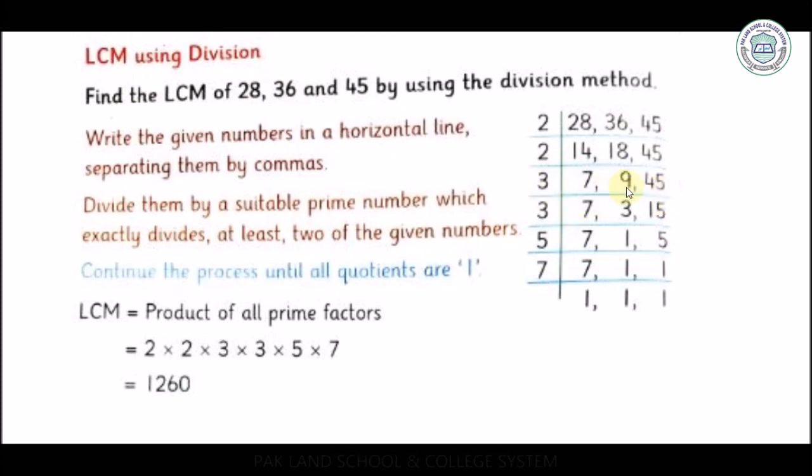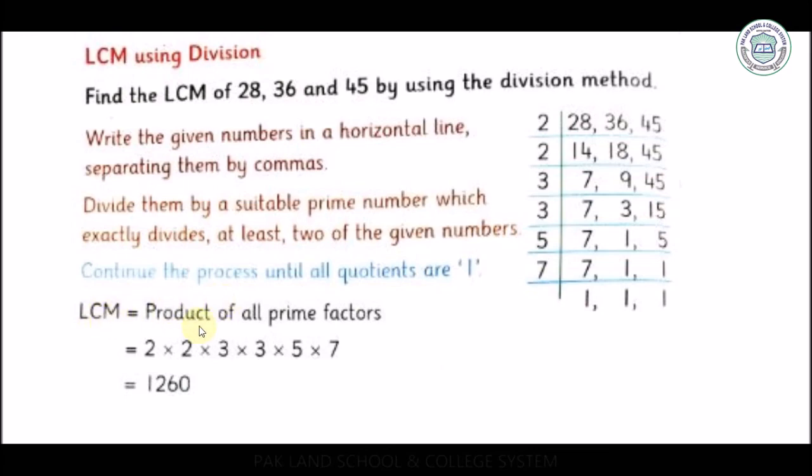So 9 divided by 3 gives us 3 and 45 divided by 3 gives us 15. 7 as it is. Again 3 divided by 3 gives us 1, 15 divided by 3 gives us 5. Now 5 divided by 5 gives us 1 and 7 as it is. 7 divided by 7 gives us 1. Continue the process until all the quotients are 1. Now you check all these quotients are 1 and this division is completed here.